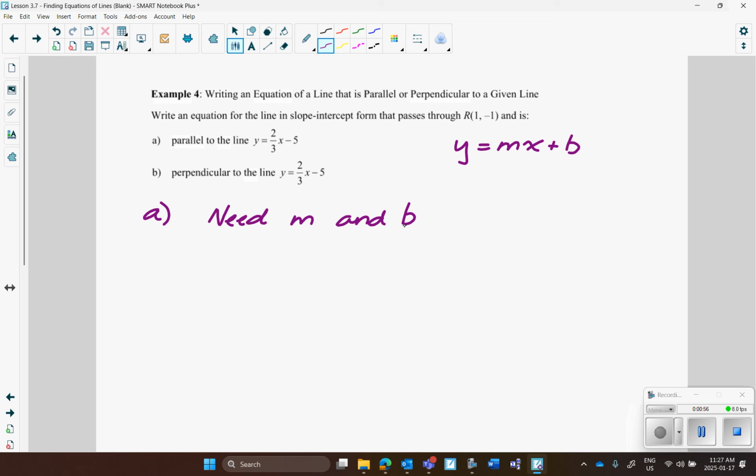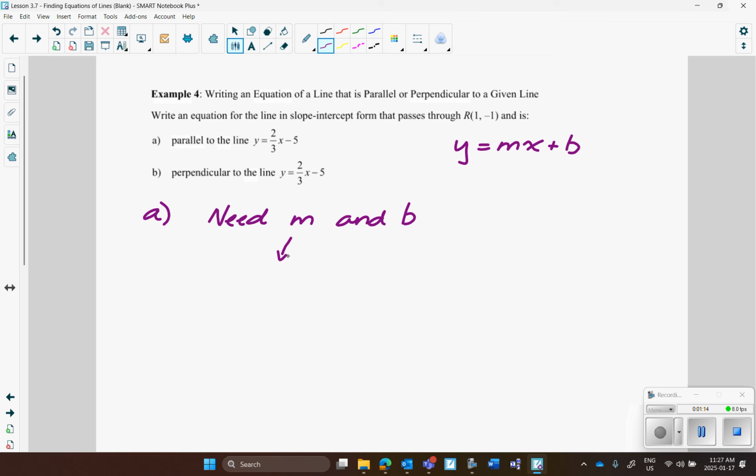Usually for b, you're going to have to figure it out by doing algebra. Okay? Because if you're given the slope and y-intercept, it's a pretty easy question. You just take those two numbers, plug them in, you're done. Okay? Now this one.